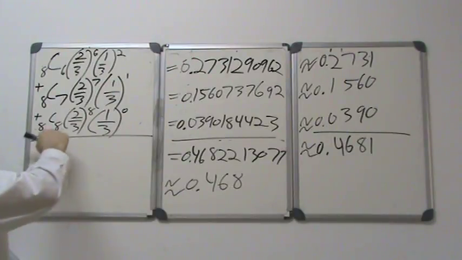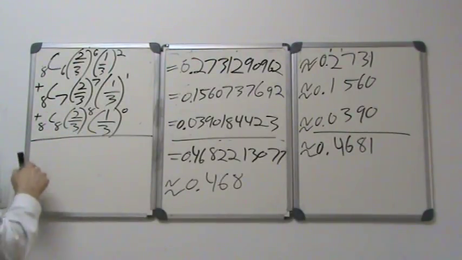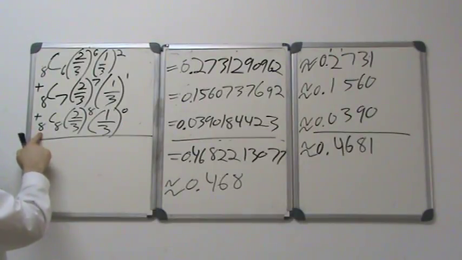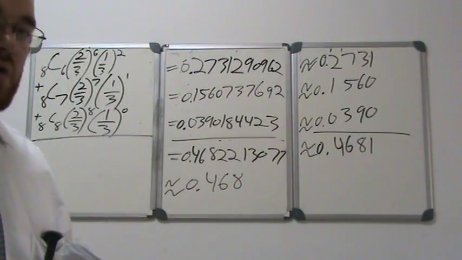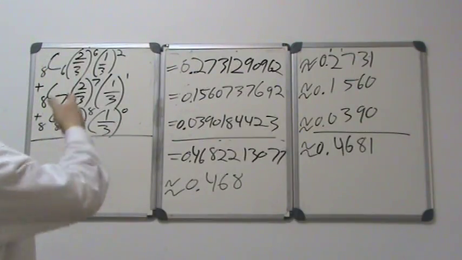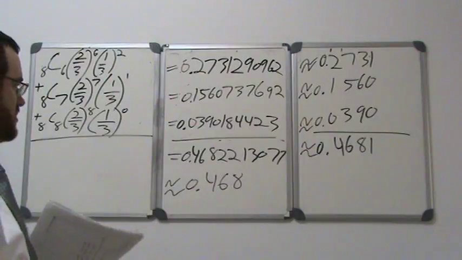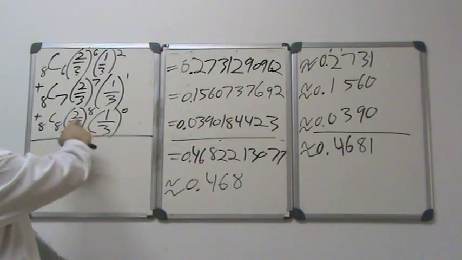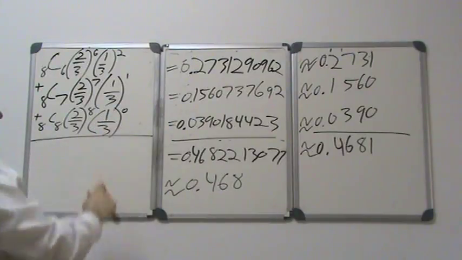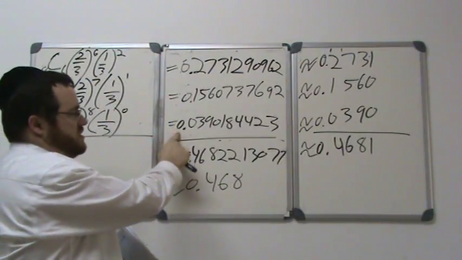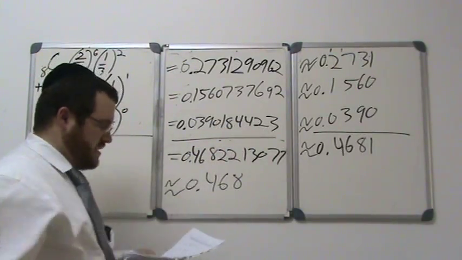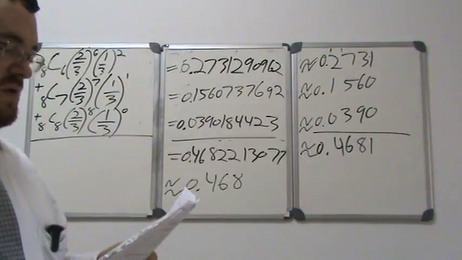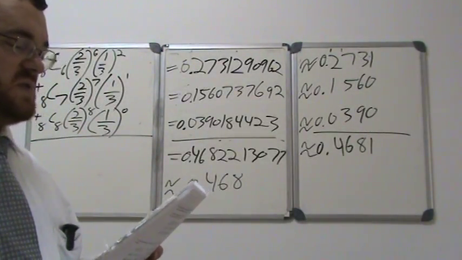Now what's the probability of them winning 8 out of 8 games? That's 8 combination 8 times 2 over 3 to the 8th power times 1 over 3 to the 0 power, because if they win 8 out of 8 games, they're not losing any games. Anything to the 0 power is just 1. So 8 combination 8 times 2 over 3 to the 8th power times 1 over 3 to the 0 power is equal to 0.03901844423. Now they ask you to determine the probability to the nearest thousandth.